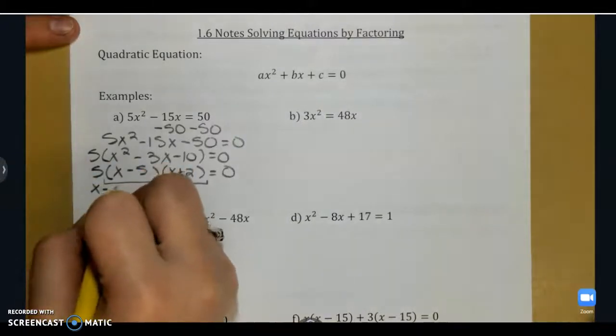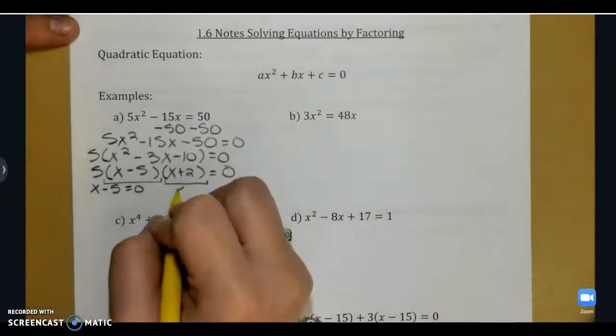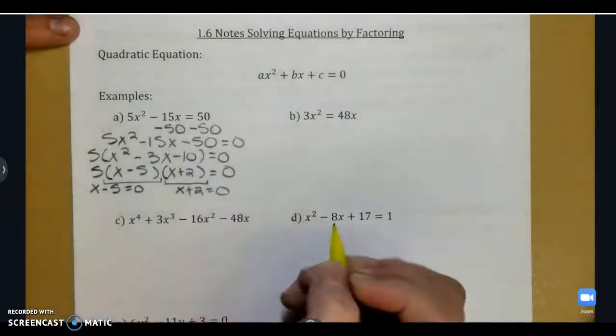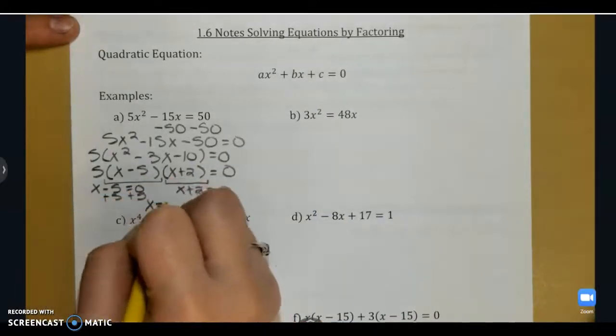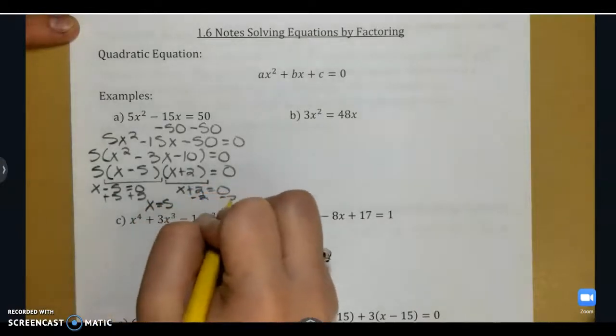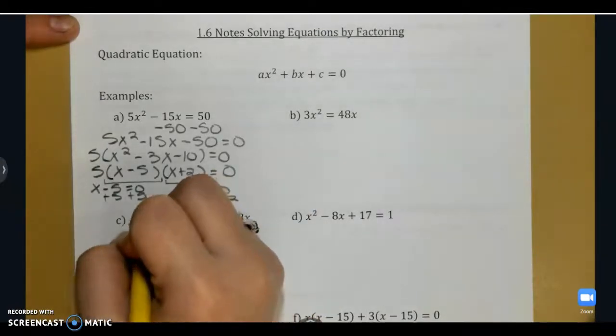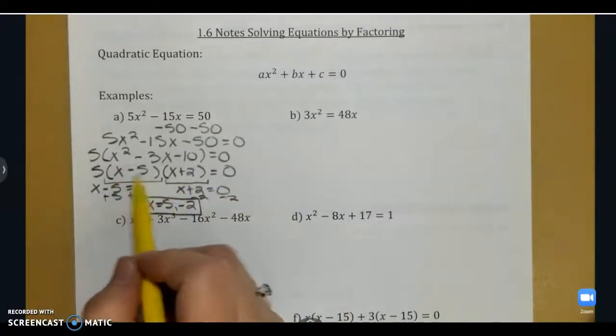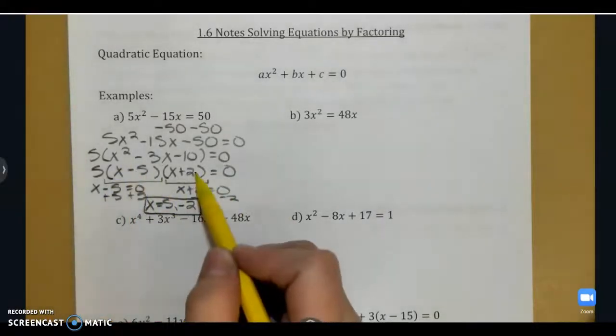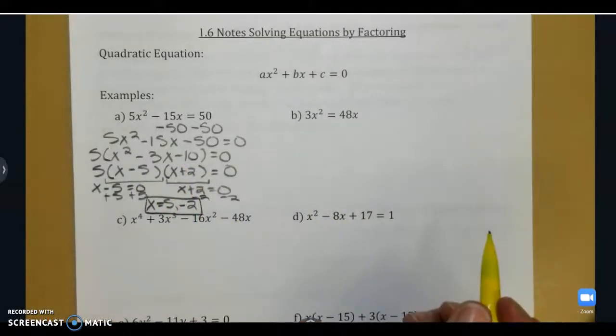So I'm going to set x minus 5 equal to 0 and x plus 2 equal to 0. And if I solve for x, that's going to give me +5 or -2. So I have two possible answers for x because if I plug in 5, this term becomes 0, and if I plug in -2, this term becomes 0.